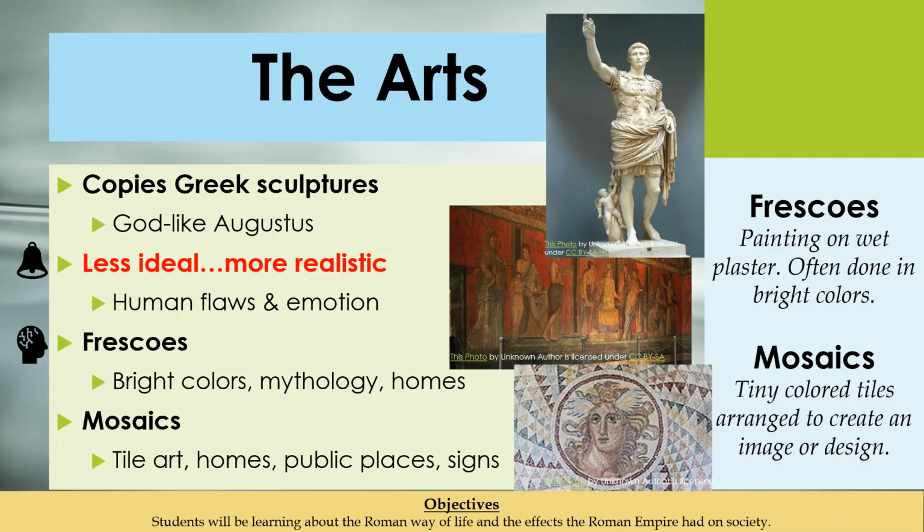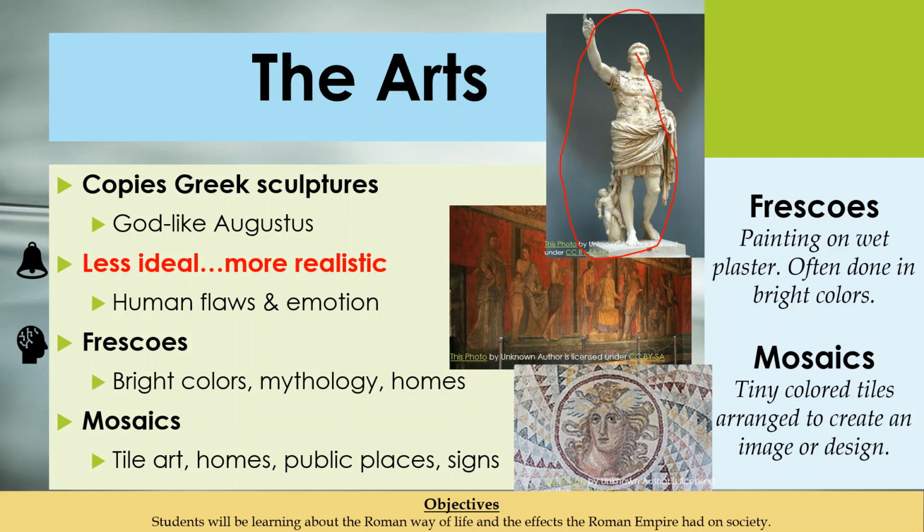On the other side, you had Roman art. Much like everything else in Rome, it copied Greek. Originally, it copied Greek idealist looks, with godlike Augustus figures with all these different majestic and regal things. However, over time, it became less ideal and more realistic, showing human flaws and emotions.